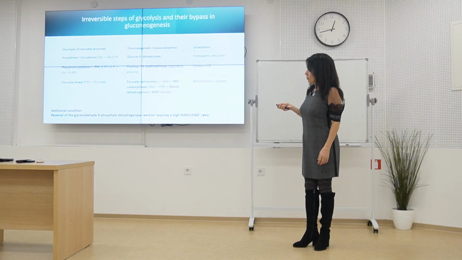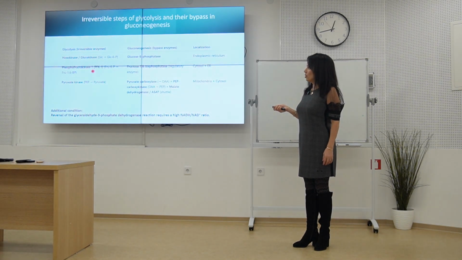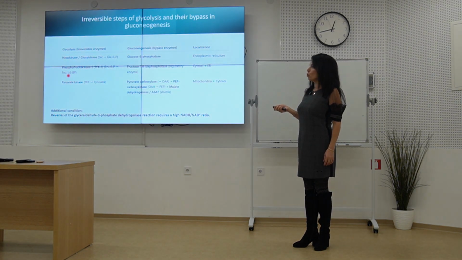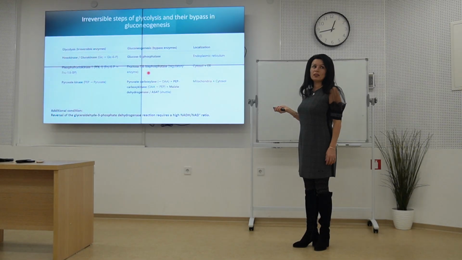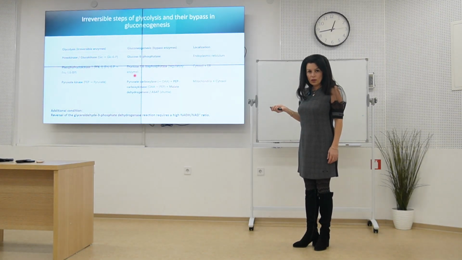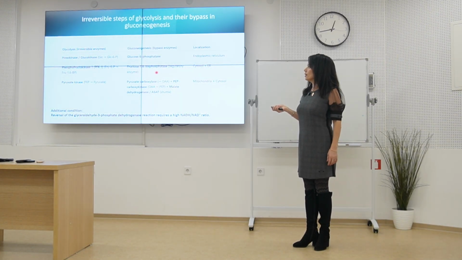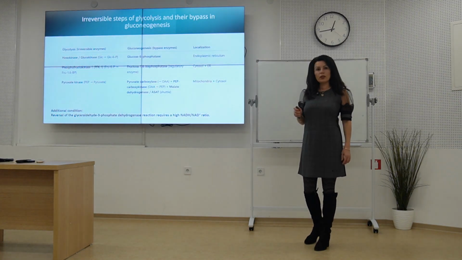The second irreversible enzyme in glycolysis, the main one, is called phosphofructokinase 1. It catalyzes the reaction from fructose 6-phosphate to fructose 1,6-bisphosphate. The corresponding enzyme from gluconeogenesis, which is used to bypass this step, is called fructose 1,6-bisphosphatase. This enzyme is the main regulatory enzyme in gluconeogenesis also, absolutely similar to the same step in glycolysis. Location: cytosol and endoplasmic reticulum.